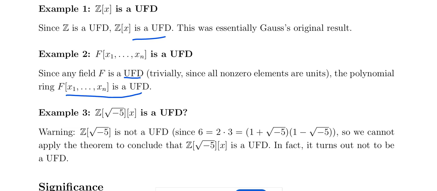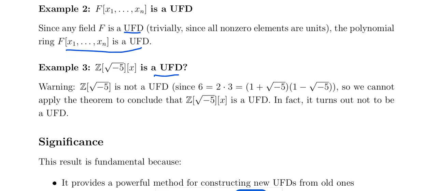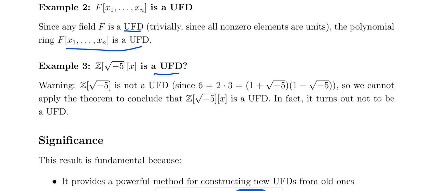Z[root of minus 5][x] is not a unique factorization domain, because 6 equals 2 times 3, and also 6 equals (1 plus root of minus 5) times (1 minus root of minus 5). So we cannot apply the theorem to conclude that Z[root of minus 5][x] is a unique factorization domain. It can be factorized in two ways, and therefore it is not a unique factorization domain.